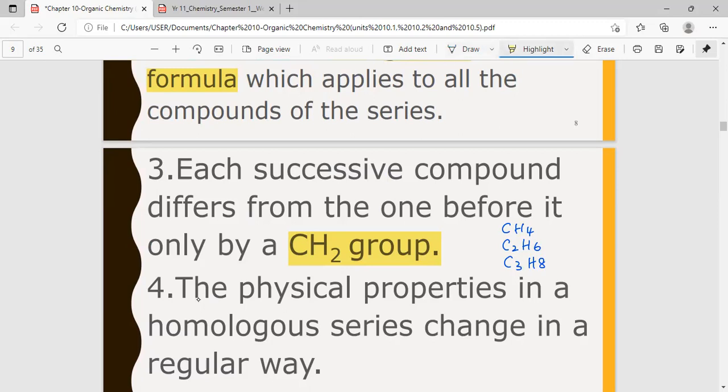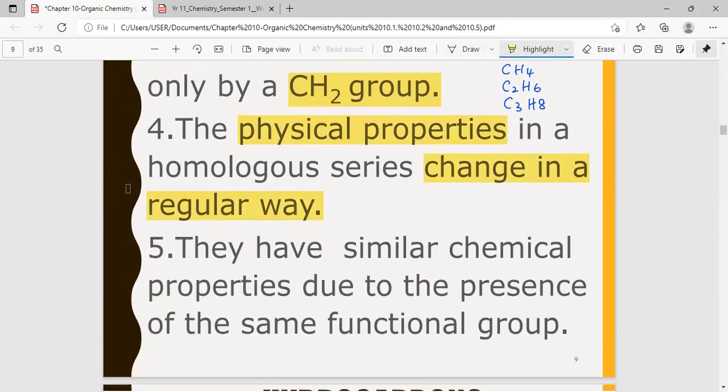Now, when you look at the physical properties, they change in a regular way. That means the properties are not haphazard. You will find that the first few compounds in a homologous series are gases. Then they slowly become liquids, and after that, they are solids. It is not like one is a solid, the next one is a liquid, and then it's a solid again. So the physical properties change in a regular way.